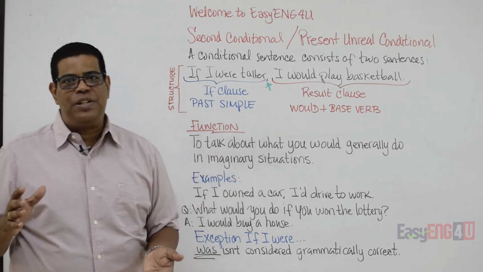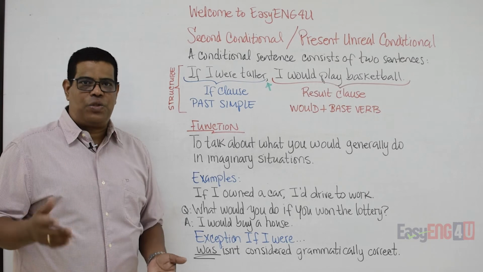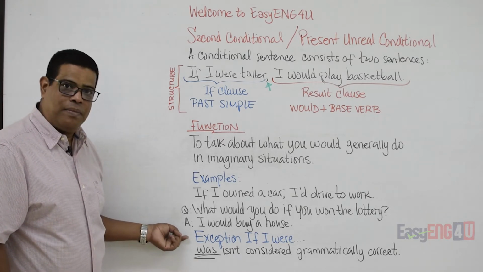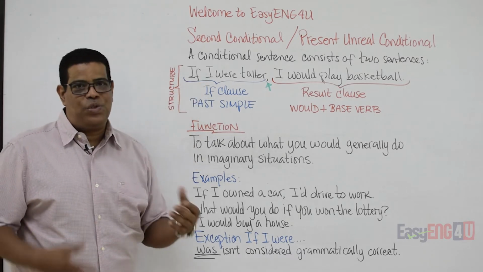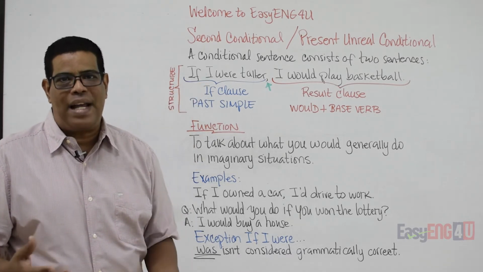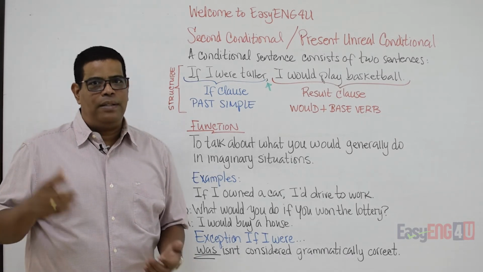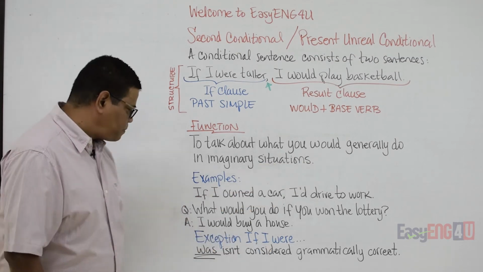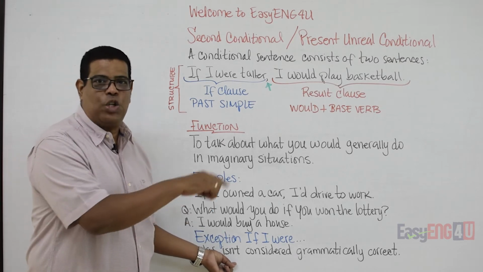One thing that you need to take into consideration when you're using the second conditional is this. There is an exception, okay? If I say, for example, here in my example, you see that I didn't write if I was, I said if I were. And you must be wondering, why? Why can't I say was? All right. It is not considered grammatically correct.